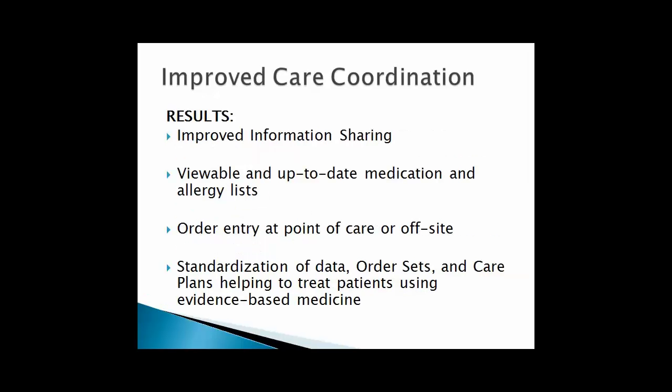So again, on the topic of improved care coordination, we just discussed what the issues were. Now some of the results due to having an EMR are improved information sharing. It's viewable, up-to-date medication and allergy lists. We also have order entry at point of care or off-site. Like I mentioned earlier, a physician can order a test or a lab from their living room or from the golf course.